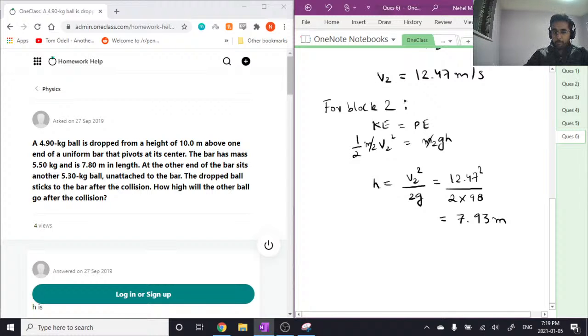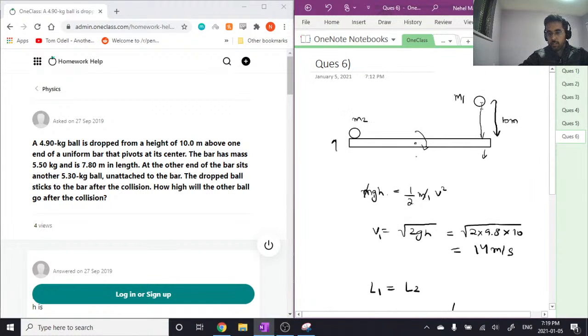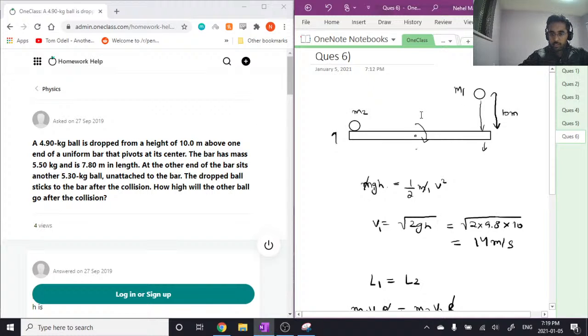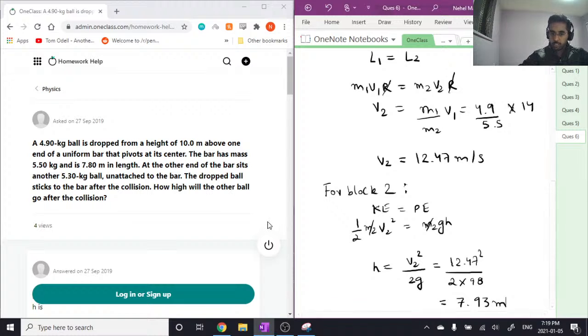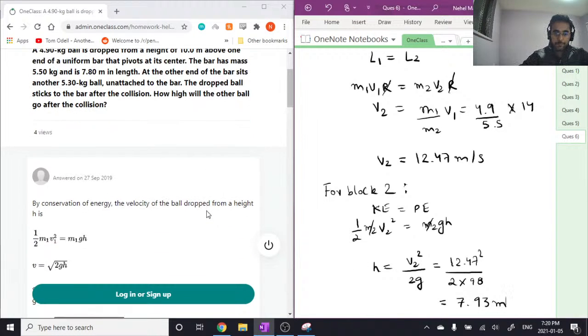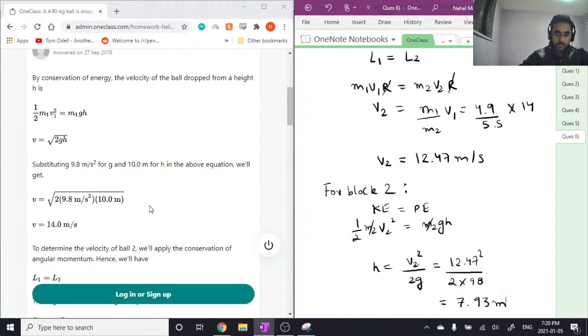Now it's very important to note that this actually makes sense. The reason I say that is if you have a lighter block which is dropped on here and a heavier block is on the other side, and this is dropped from 10 meters in height, the heavier block would not go up as much as 10 meters. It would go up a smaller distance. So it did go a smaller distance up, which is 7.93 meters. Okay, so let's look at the solution.